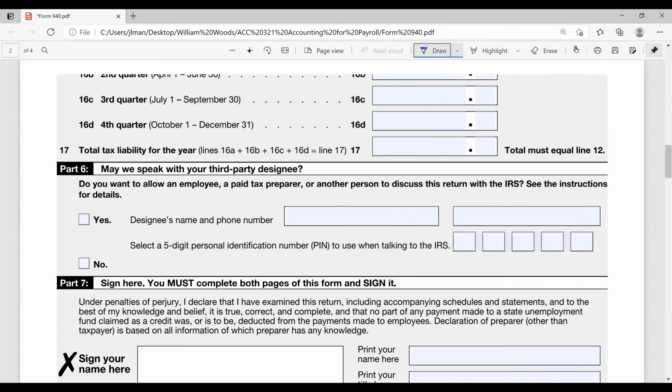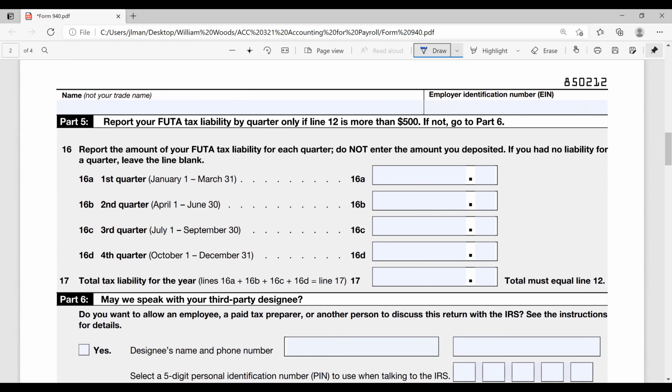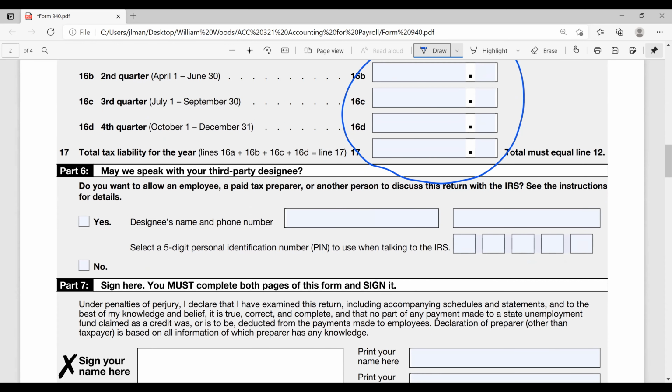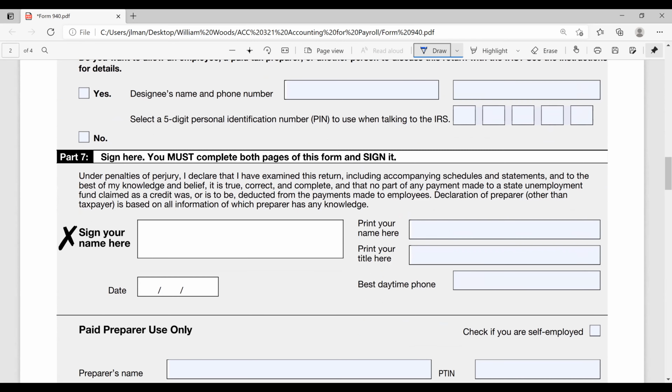Okay, and then the last part of it, again, just like with the Form 941, we break it down per quarter. Total tax liability, part 6, if we may speak with a third party individual, and then sign here. And just because I'm fancy like that, there we go. Okay, anyway, I wanted to show you guys an example of what that looks like.